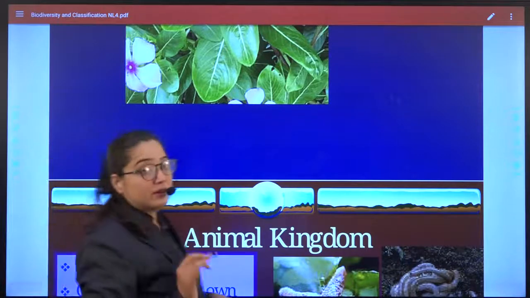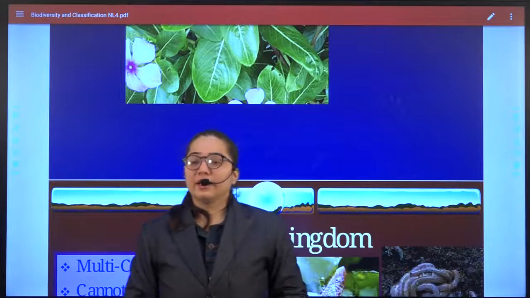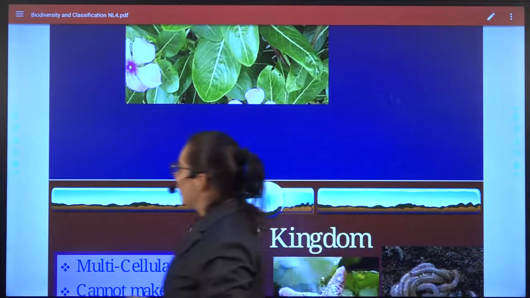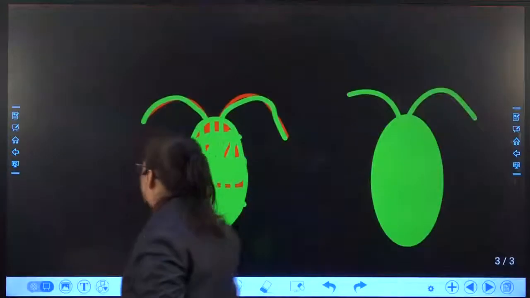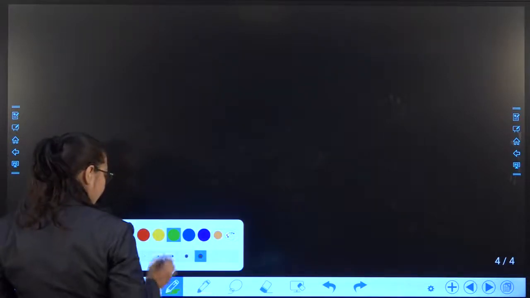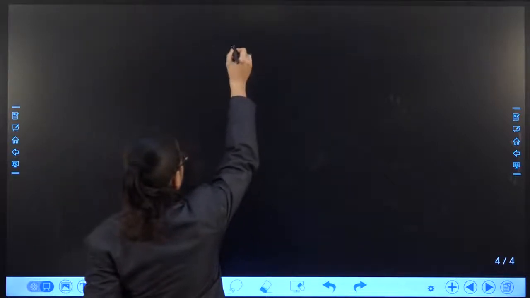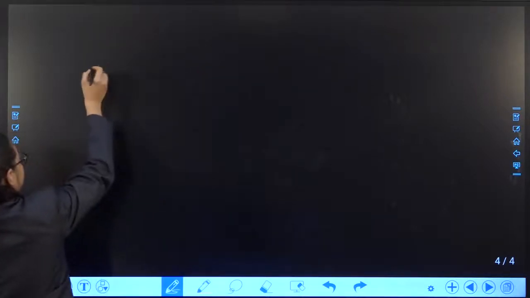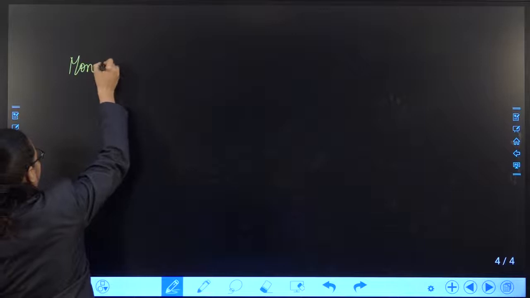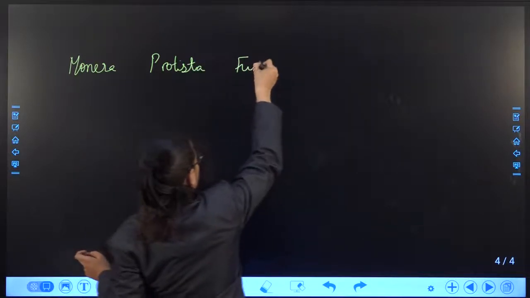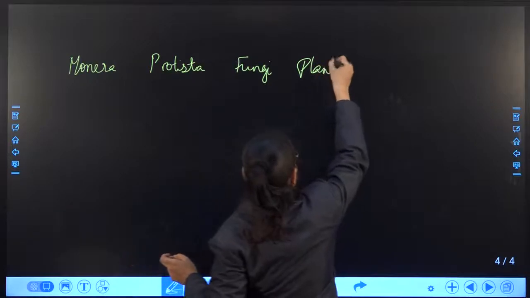With this, the entire revision of Kingdom Plantae gets over, and now Kingdom Animalia starts. Before we start with Kingdom Animalia, if we talk about the entire chart, which are the parts? Basically, there are 5 parts, that is Monera, Protista, fungi, plantae, and animalia.